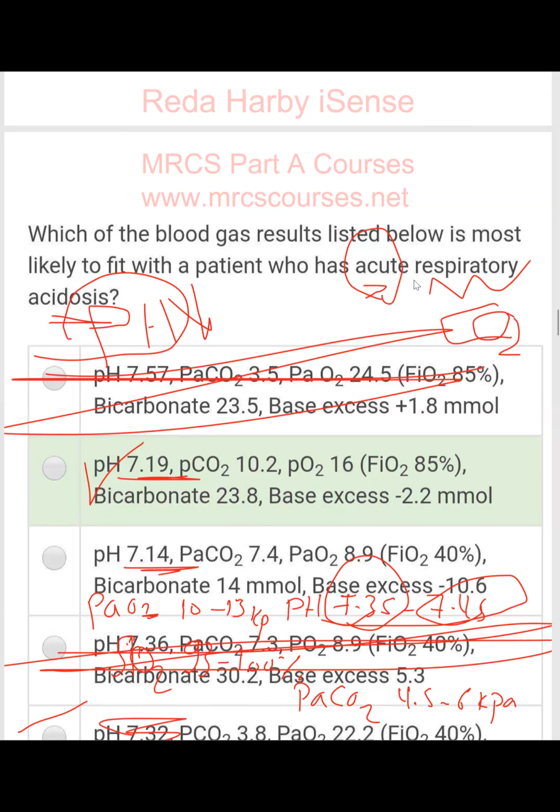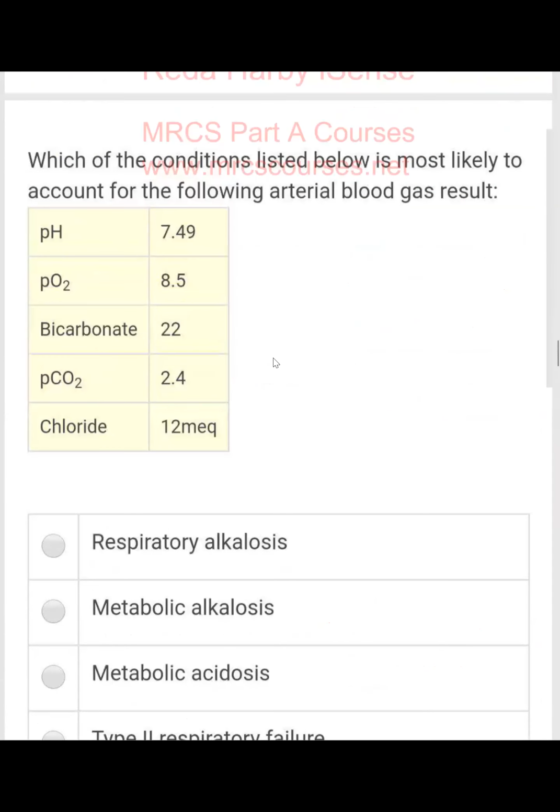So it is respiratory, no metabolic. So the base excess and bicarbonate should be normal like this. Okay. Next one.